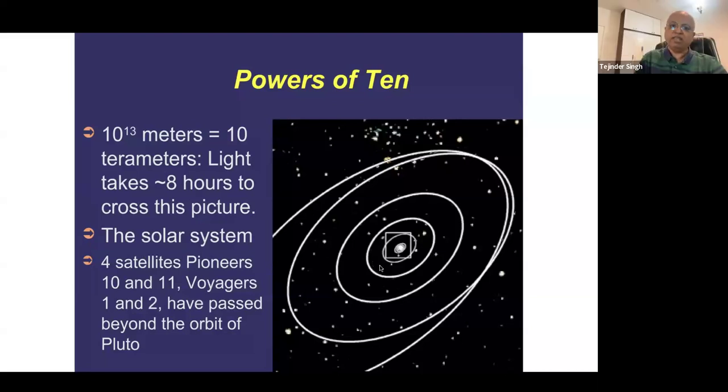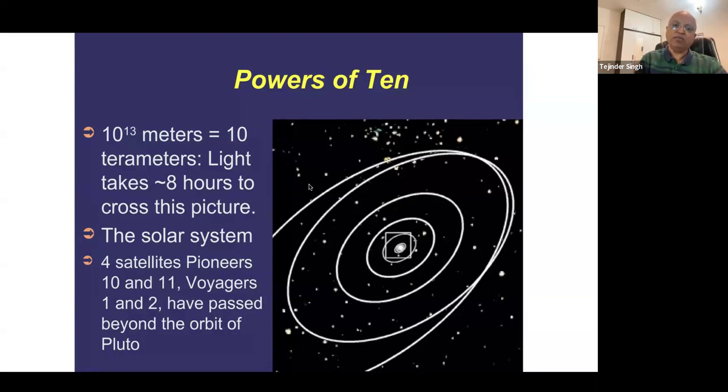Now we are seeing the entire solar system, all the planets. The inner planets are in this box: Mercury, Venus, Earth, Mars, Jupiter, Saturn, Uranus, Neptune, Pluto. Everybody has come in this picture. Now we have reached the size of the solar system after adding 13 zeros. 10 to the power 13 meters is already huge.